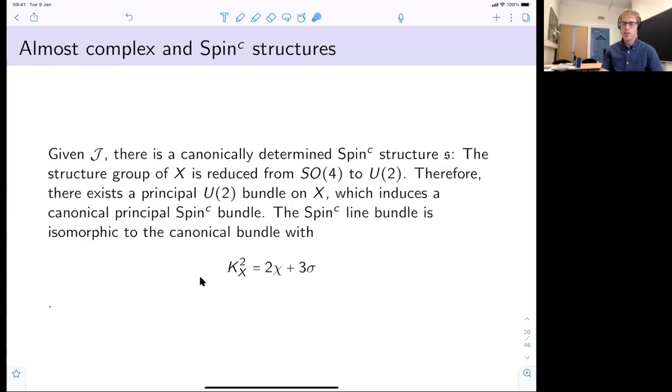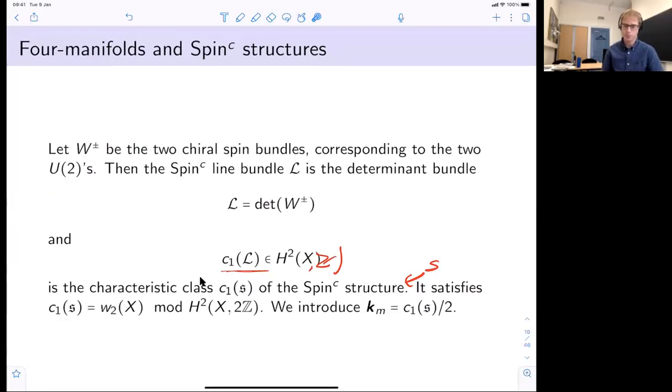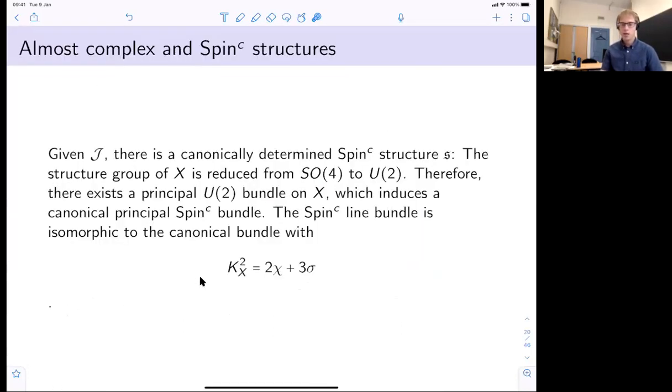So that directly gives us a U2 bundle. So we have a principal U2 bundle on X, which induces a canonical principal spin C bundle, because then we can take the determinant just in this way. And so this spin C bundle, from this perspective, the spin C line bundle is then equal to the so-called canonical bundle.